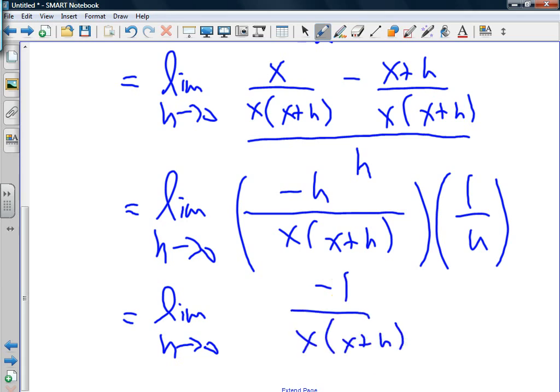Now notice, even at this point, this is not a plug-in limit, because if you plug in 0 for h, you're screwed. Technical term. Look in the glossary. Screwed. You can't do it. But here, what if you plug in h equals 0 here? It's okay, because 0 plus x is x, and x times x is x squared. So you get negative 1 over x squared, which is what we said it would be. Negative 1 x to the negative 2. So that power rule seems to work for negative exponents too, huh?